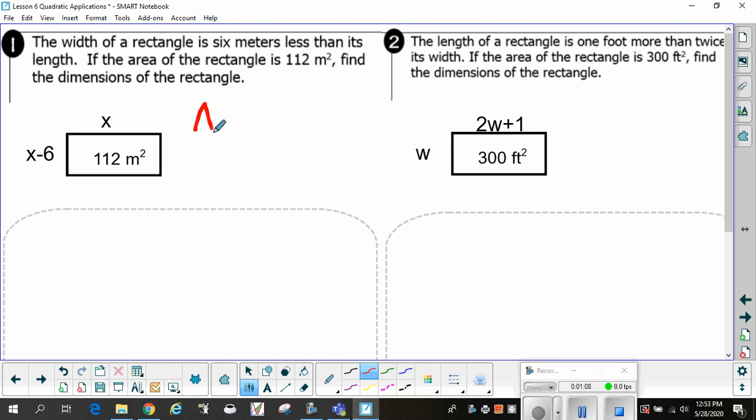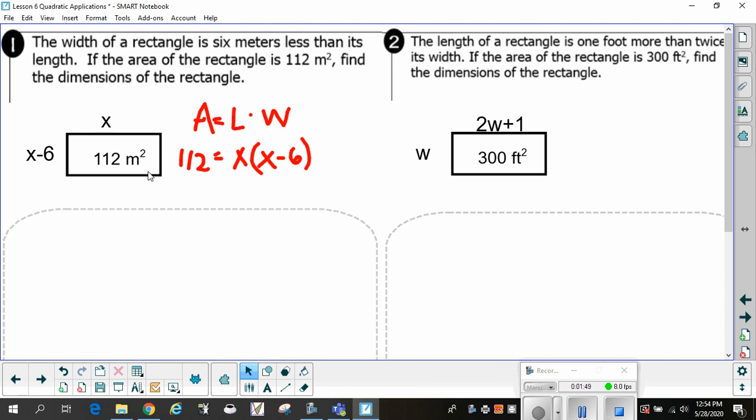To find the area, I know that this is going to be equal to the length times the width. And notice I made these not L and W, but I put them in terms of the same variable. The area, I know, is 112. I don't need the m squared when I'm doing my equations. And then it's going to be the length, which is x, times x minus 6. And you're saying, well, I don't see a quadratic yet. It's because you haven't distributed. You have to distribute the x and then subtract the 112.